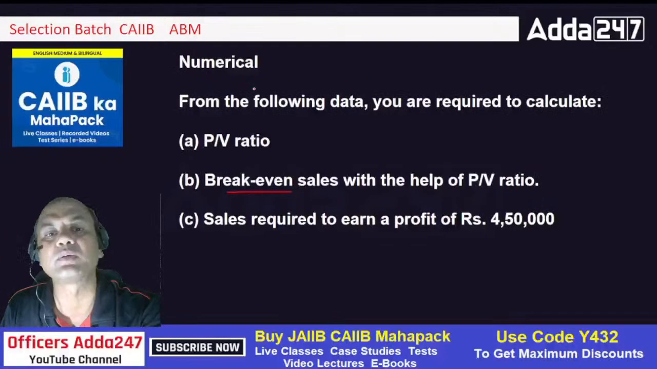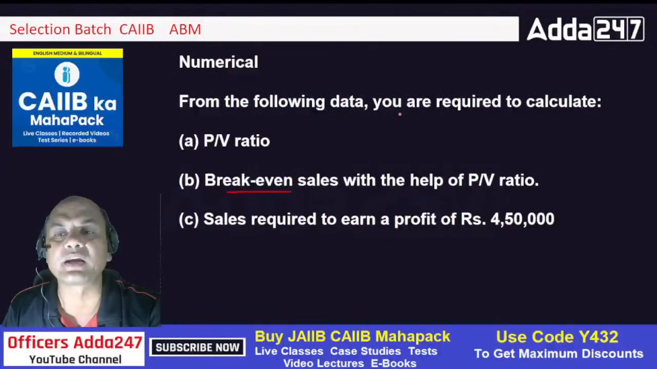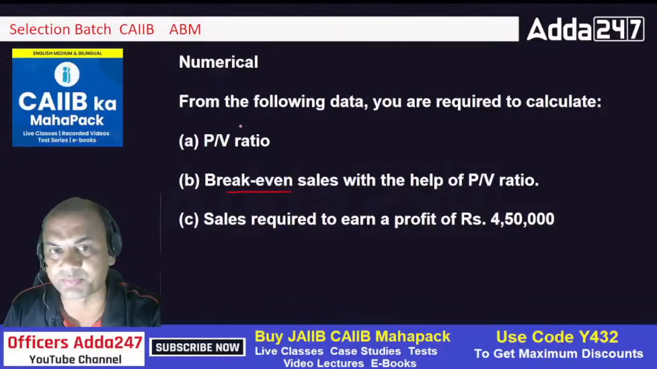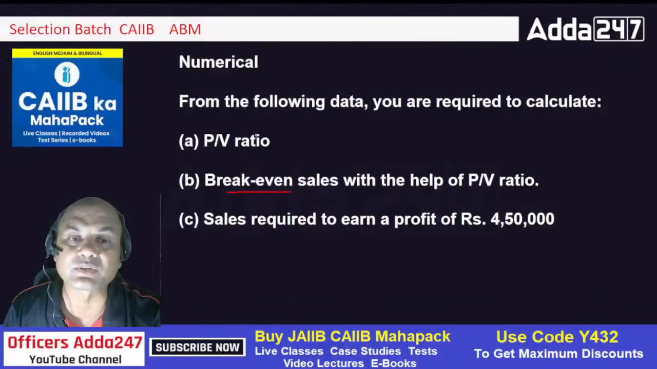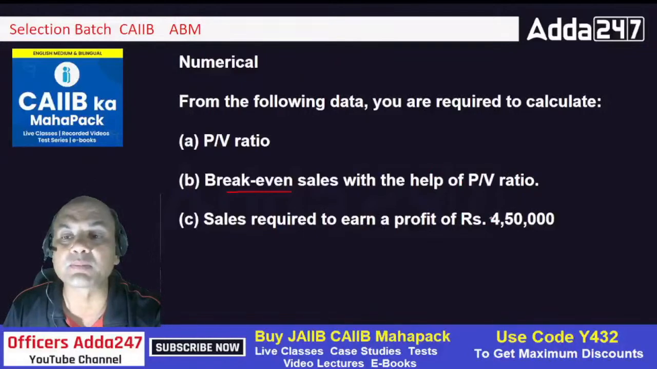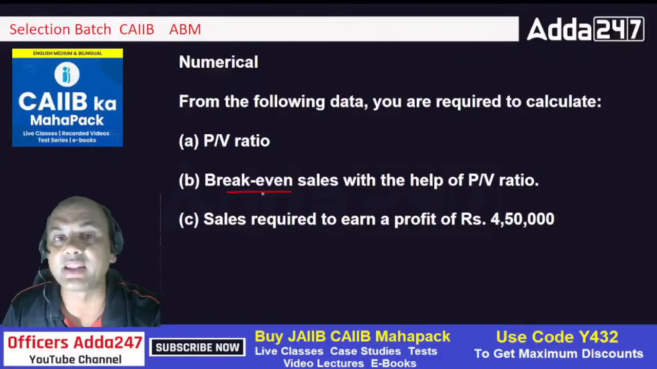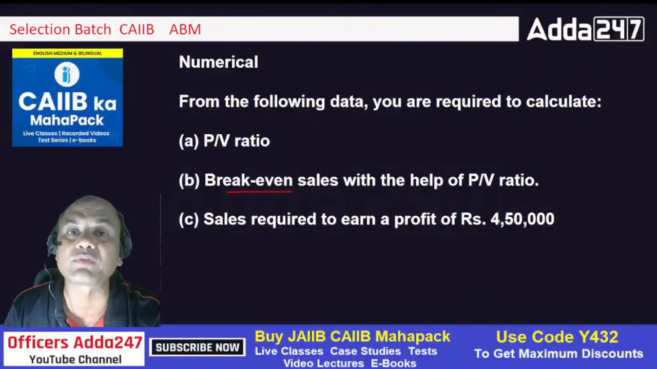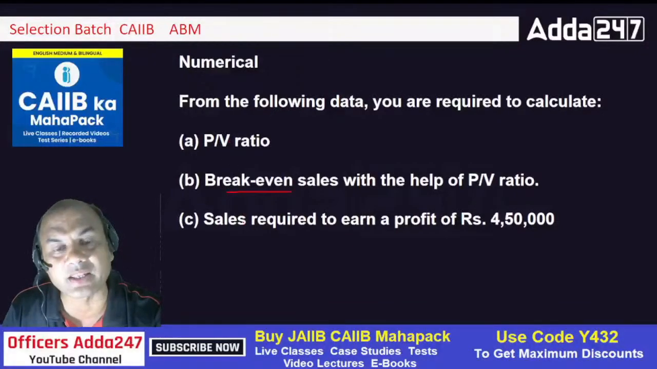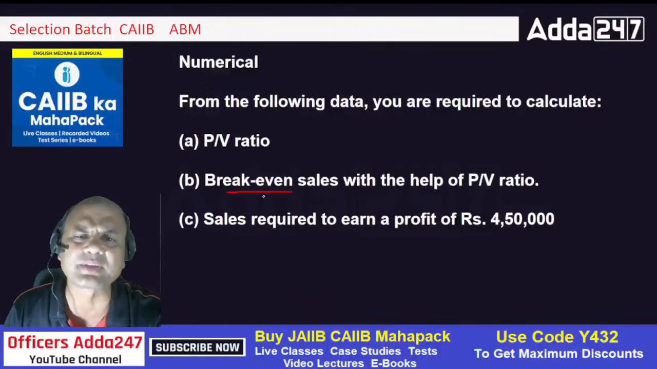Okay, let's solve the numerical. From the following data, you are required to calculate the following. What is required? First, PV ratio. Second, break-even sales with the help of PV ratio. Then sales required to earn a profit of 4,50,000. So three questions are there. In the exam you will get such a numerical for 5 marks. They'll ask you various questions on this. These three will be there, and two will be extra, something related to theory also they might ask.